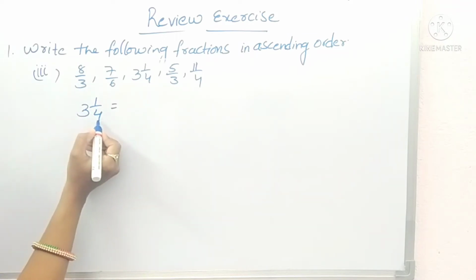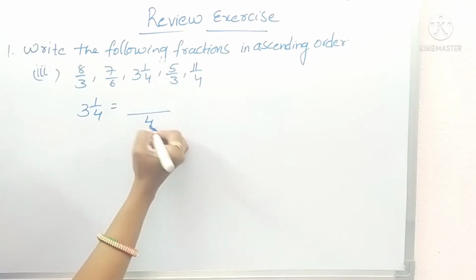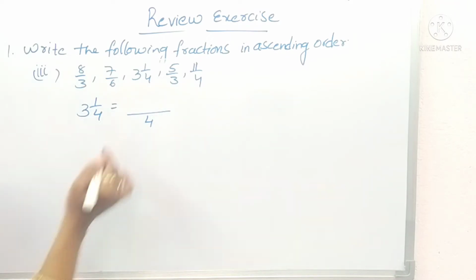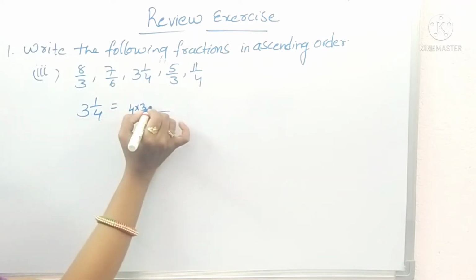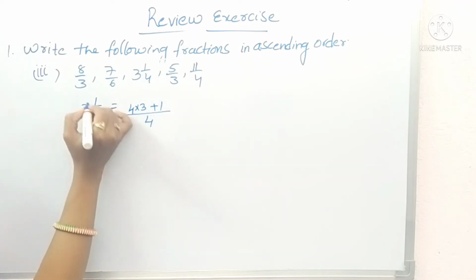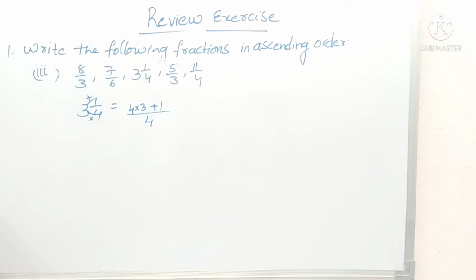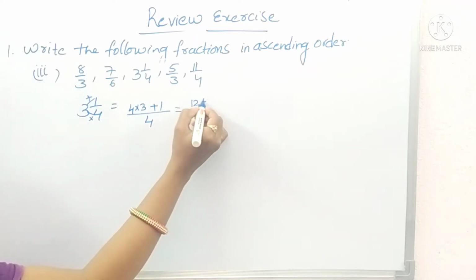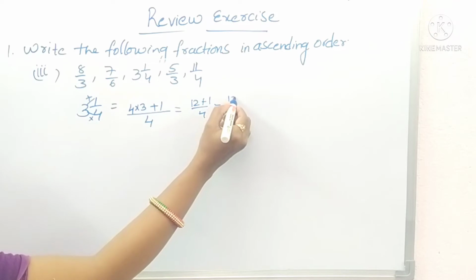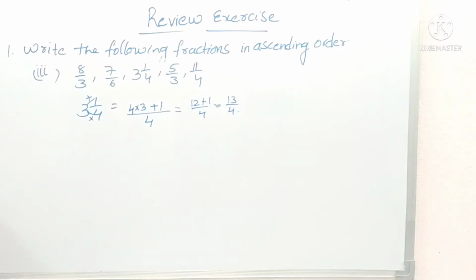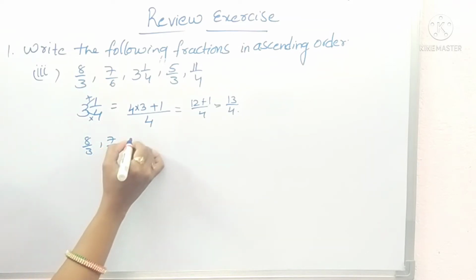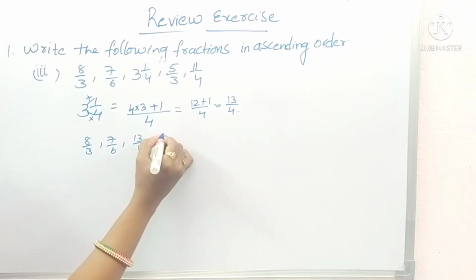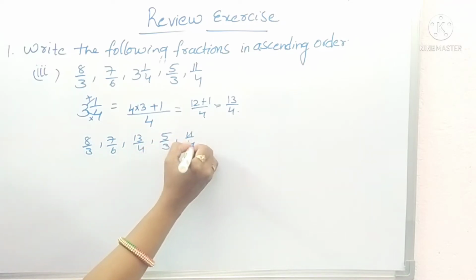For this, what is in the denominator? The denominator of the fraction stays the same. And now take the denominator and multiply with 3, plus 1. That means here multiply and here plus. Okay, so 3 fours are 12, 12 plus 1 by 4, that is 13 by 4. So now 8 by 3, 7 by 6, 13 by 4, 5 by 3, 11 by 4.